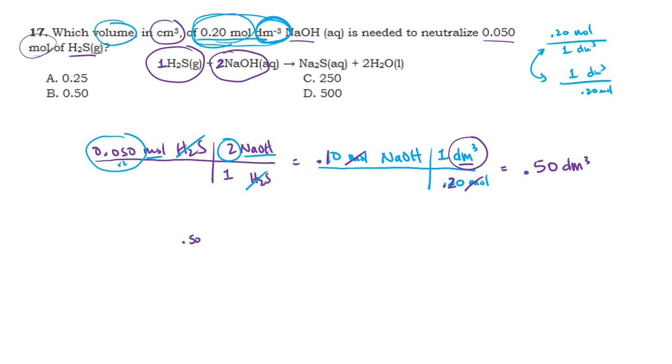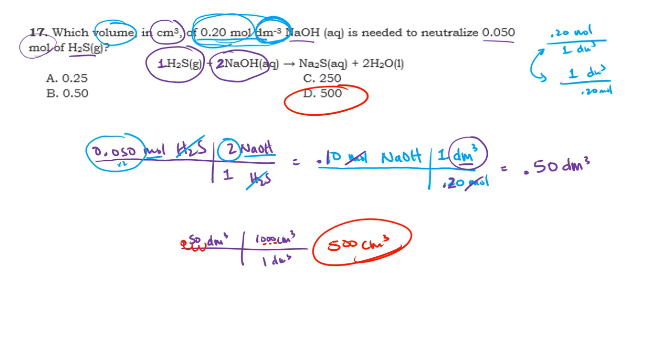To go from cubic decimeters to centimeters, I know that there are 1,000 cubic centimeters in my 1 cubic decimeter. I have 1, 2, 3 zeros. I'm going to take my decimal point and multiply. So I'm going to move my decimal to the right, 1, 2, 3. That is 500 cubic centimeters of sodium hydroxide needed.